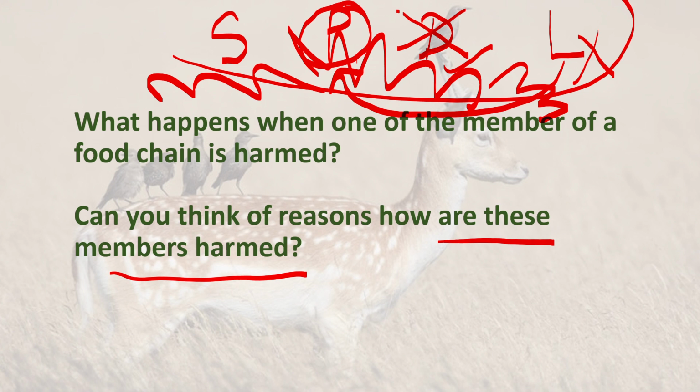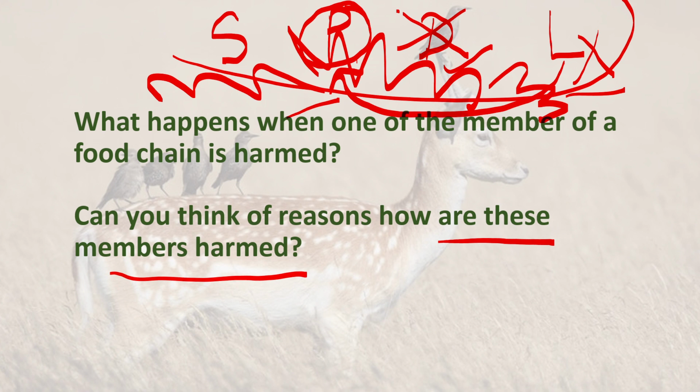There can be various reasons, right? For example, illegal hunting or poaching. If human beings keep killing these animals, then the population of deers will become very, very less, which will in return affect the plants and the lions or other carnivorous animals. What are the other reasons? Other reasons can be something like climate change.